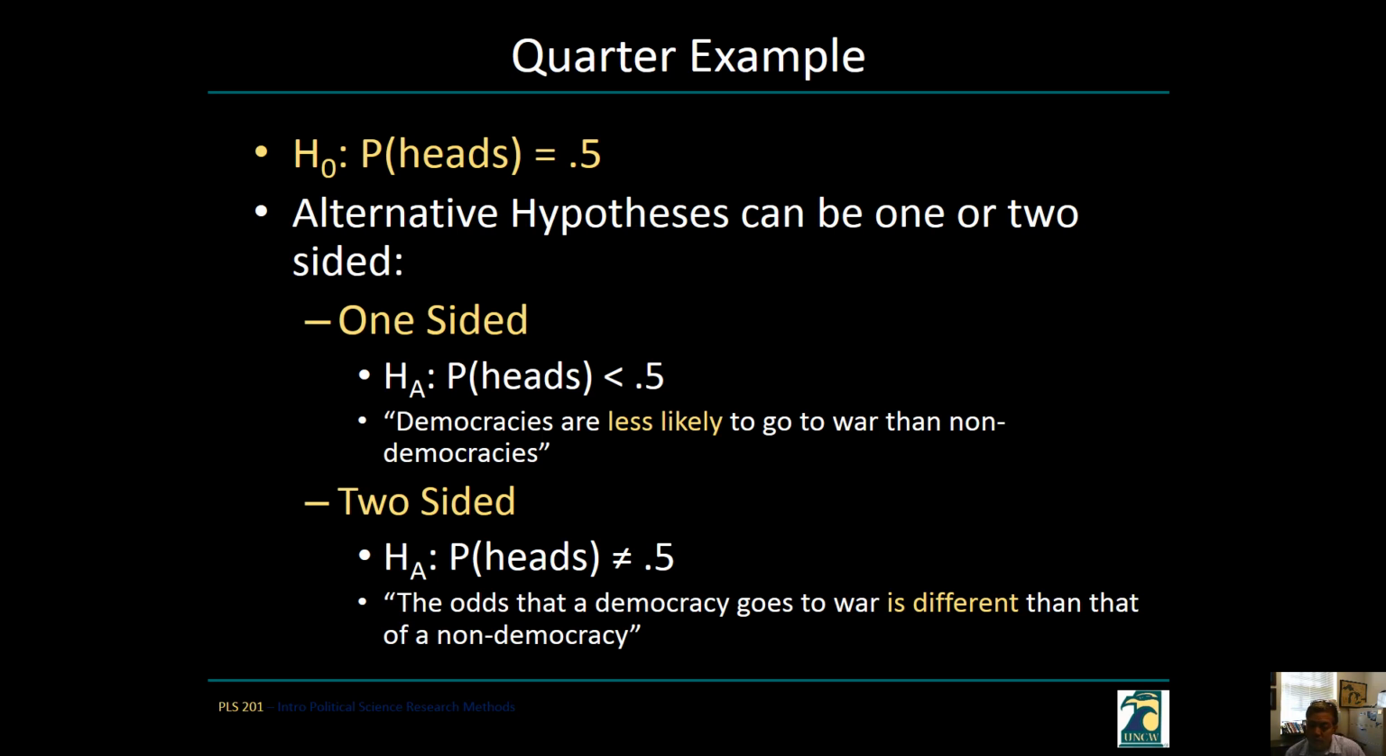The odds that a democracy goes to war is different than a democracy. It doesn't say it's higher. It doesn't say it's lower. It just says it's different. So one-sided will imply direction. Two-sided will not imply direction. All right, does everyone understand?